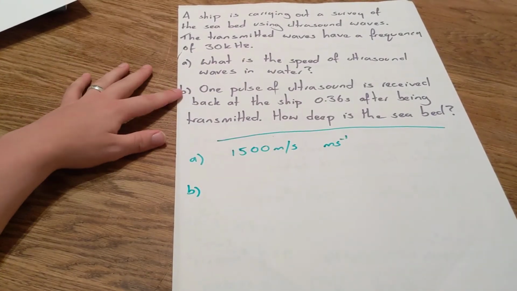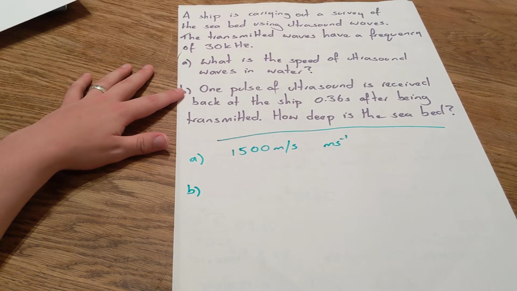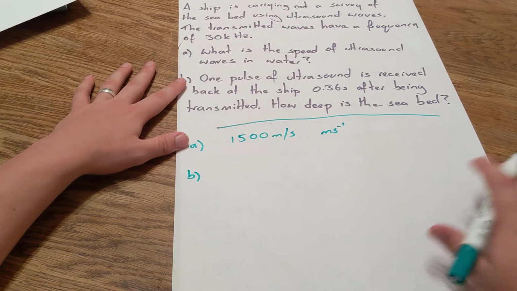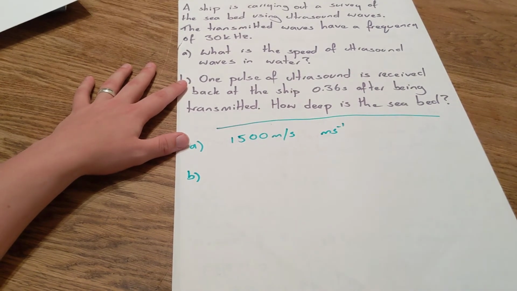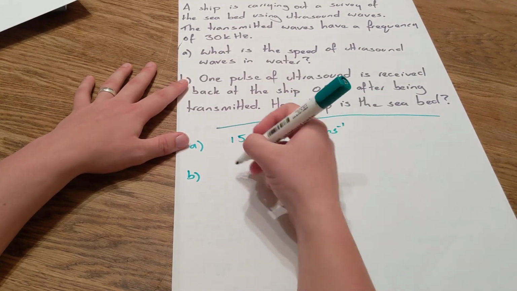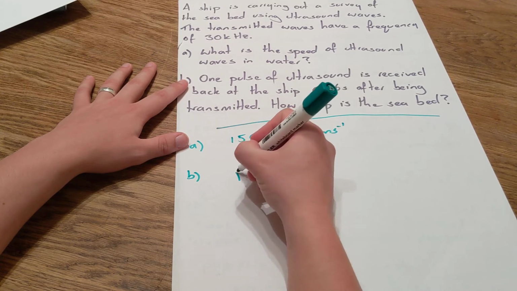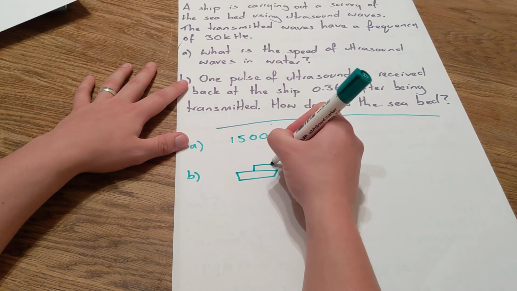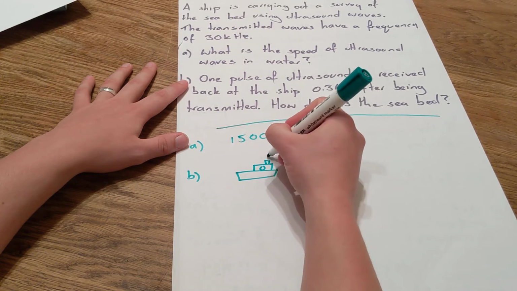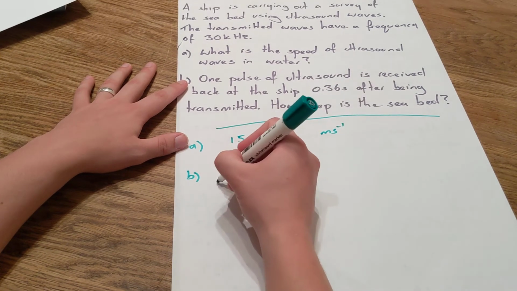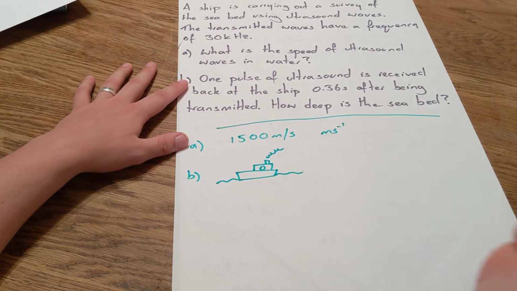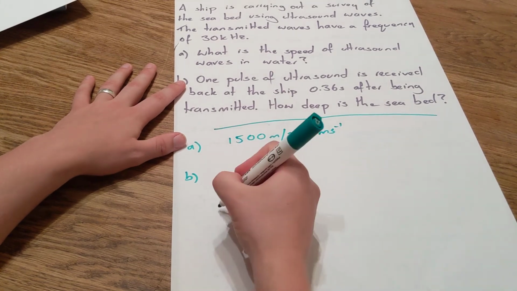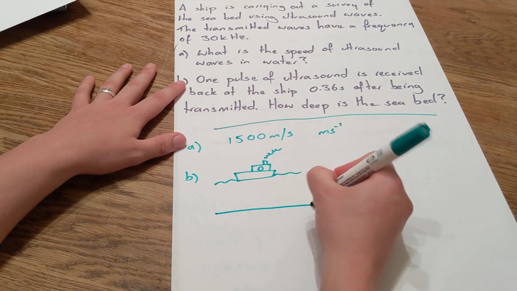Now, part B. One pulse of ultrasound is received back at the ship 0.36 seconds after being transmitted. How deep is the sea bed? Now, when you see this question in the exam, generally for this type of question, there's going to be a little image, and there was for this one. So I'll just draw a very bad ship now. Okay, on the water. Okay, lots of you will know that's a terrible drawing of a ship, but it will serve its purpose here. Then this is the sea bed.